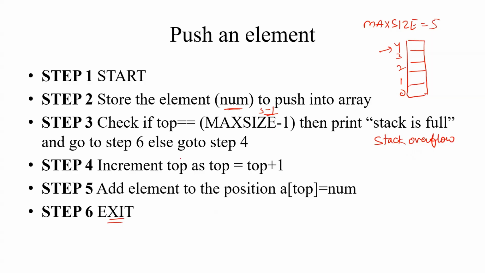But if the stack is not full, let's suppose top is somewhere else here. Let's suppose we have 2, 3, 4 here. Now I want to insert the value. So I will increase the value of top: top is equal to top plus 1. Then finally I will add the element, a of top is equal to the number. And step number 6 is exit.